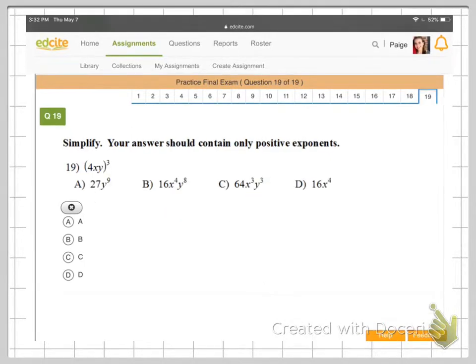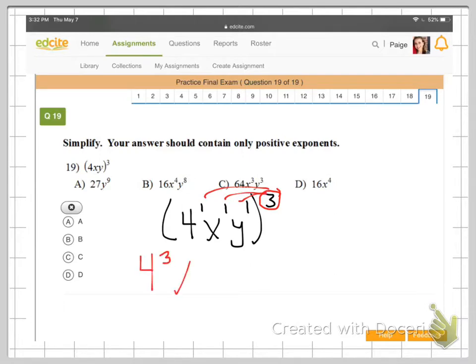All right, last one here, and that's a power to power. So I've got 4 to the first power, x to the first power, y to the first power, all being taken to the third power. So take that 3 to each little number. So I've got 4 to the third, x to the third, y to the third, but my last step is to find out what that 4 to the third is, which is 64. So I got 64, x to the third, y to the third, which is C.